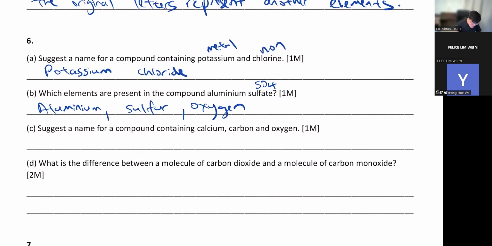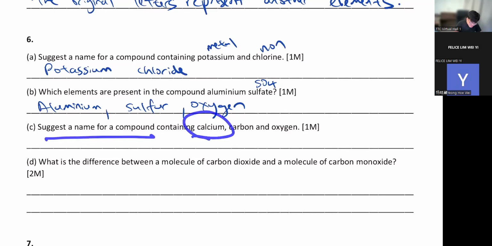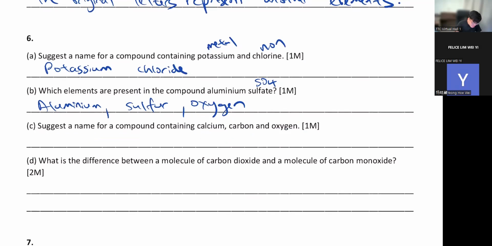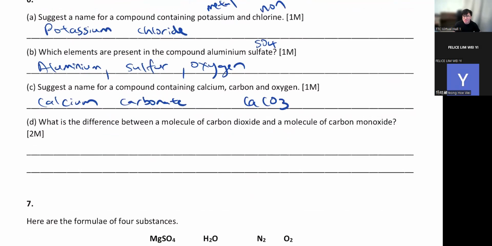So C suggests a name for calcium, carbon, and oxygen. This is called calcium carbonate. The chemical we call CaCO3. Calcium carbonate. This is like 1 C and 3 O. This one you learn next year.